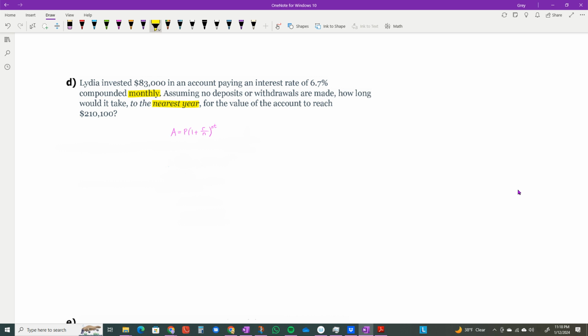And this time we're trying to get to $210,100. My P, what am I looking for? Assuming how long would it take? So this time I'm solving for T. I know what P is. I started with $83,000. My interest rate is 0.067. My N is 12, and so 12 is up here, and then T, because that's what I'm looking for.